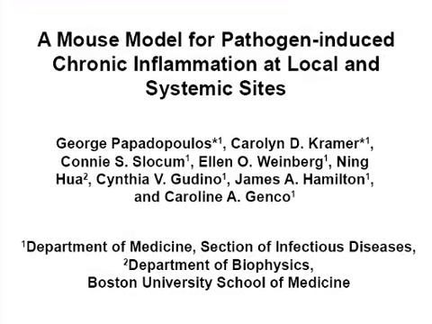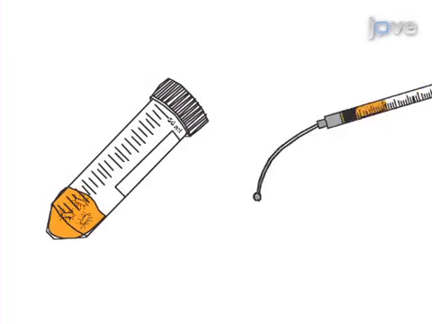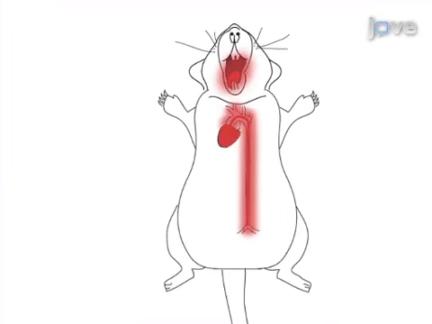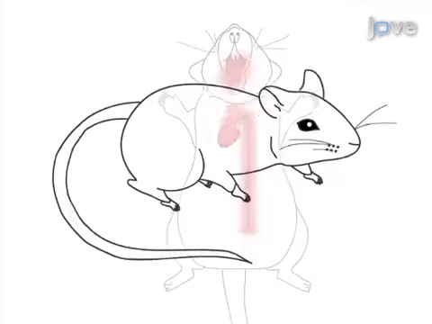The overall goal of the following protocol is to examine the effects of microbial infection on chronic inflammation in vivo using a physiologically relevant animal model. This is achieved by orally infecting mice with Porphyromonas gingivalis to induce local and systemic chronic inflammation.